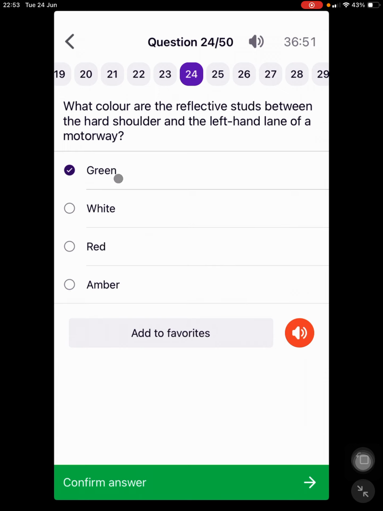Green at the entrances or exits are slip roads. White in between the lanes. Red on the left-hand side. Amber on the right-hand side.